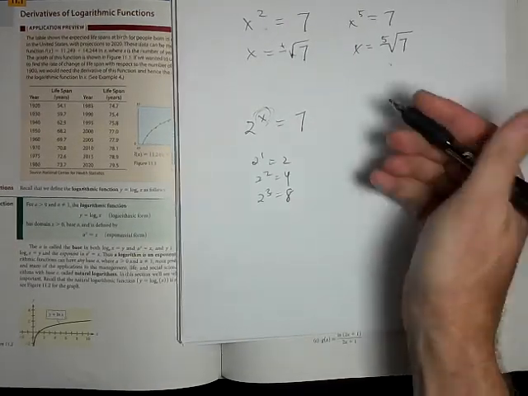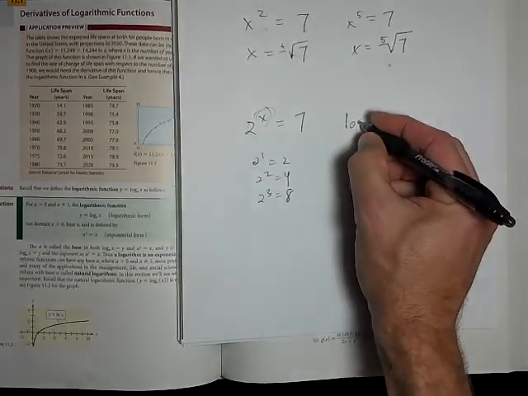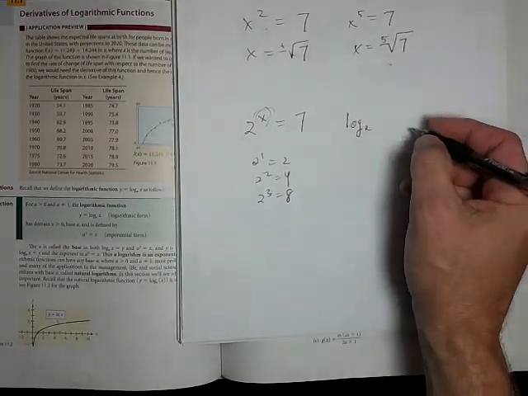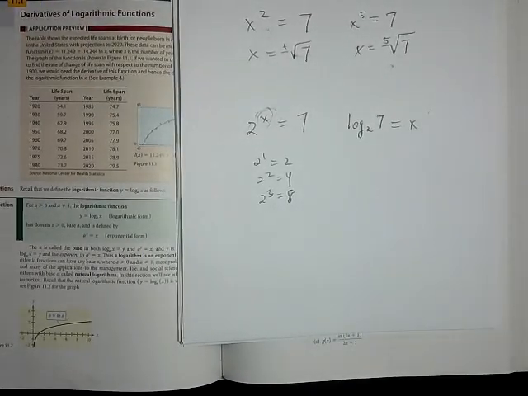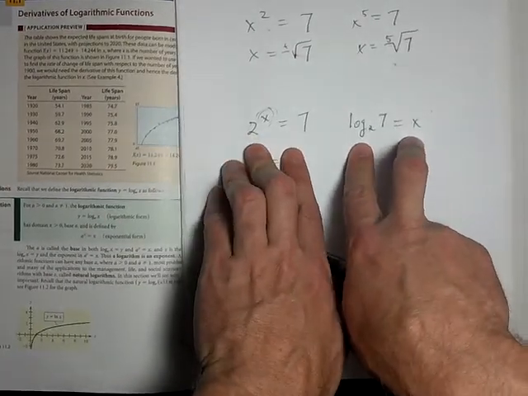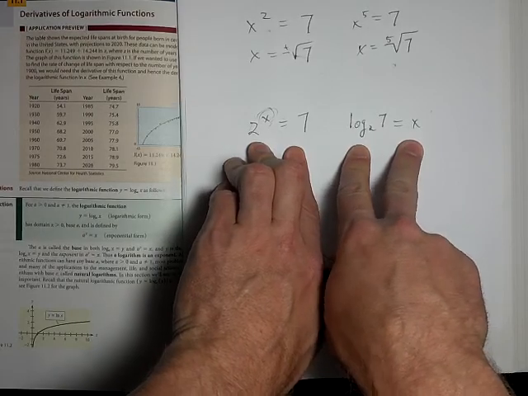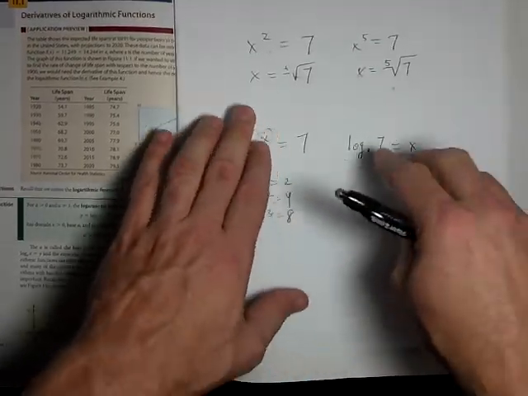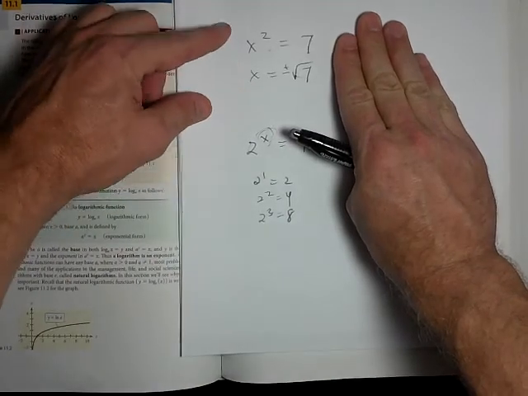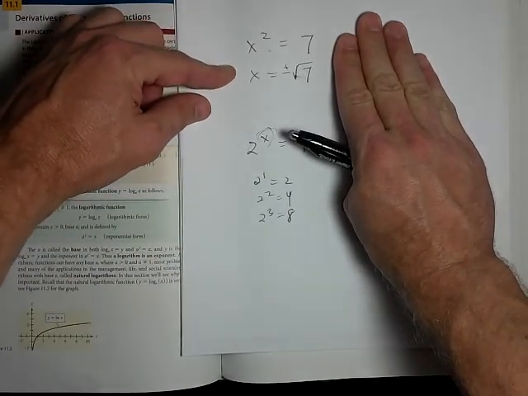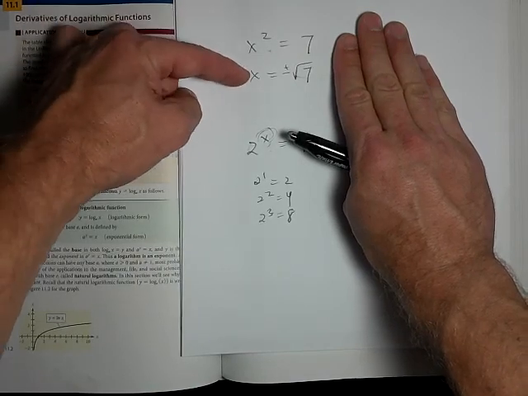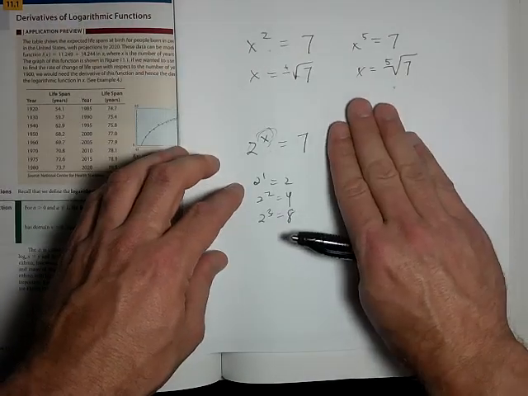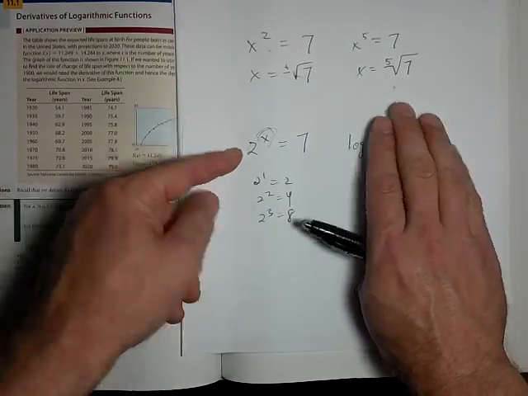So the way you would do this, the way you would write it, is log base 2 of 7, and that's what gives you x. These two things are the same. They're the same equation. It's just that, just as these two are the same equation, this doesn't tell you what x is, but this does tell you what x is. Same here. This doesn't tell you what x is, but this does.